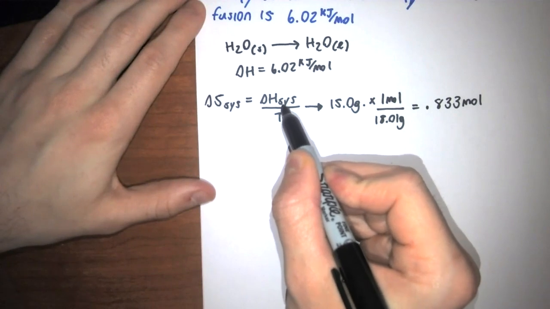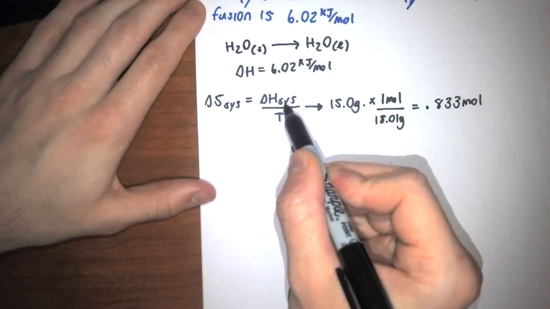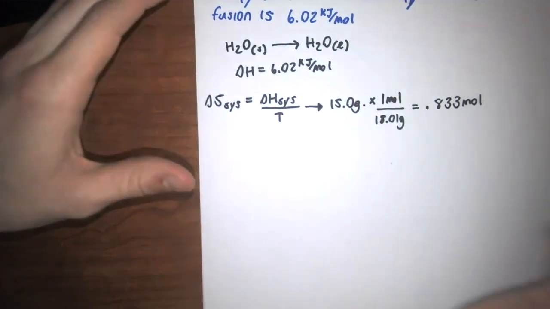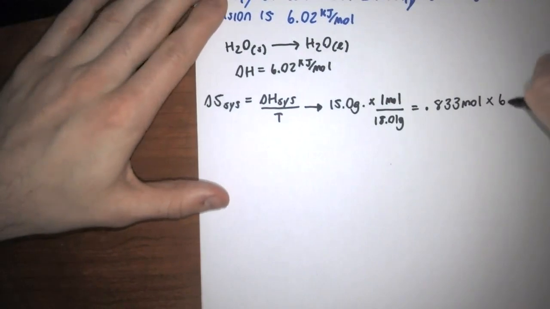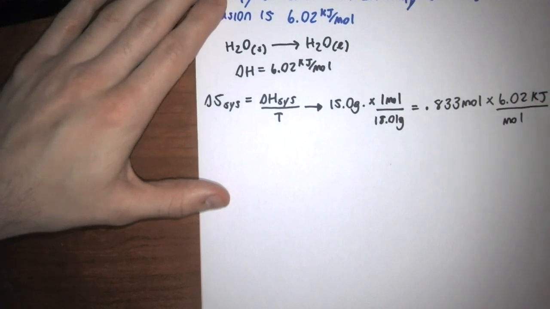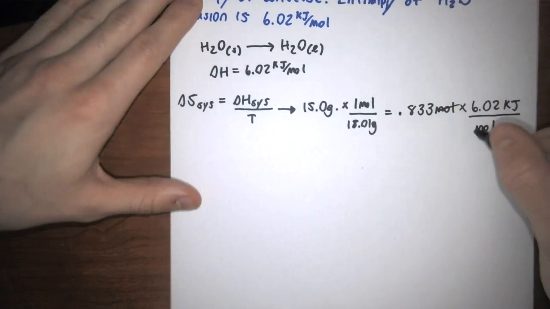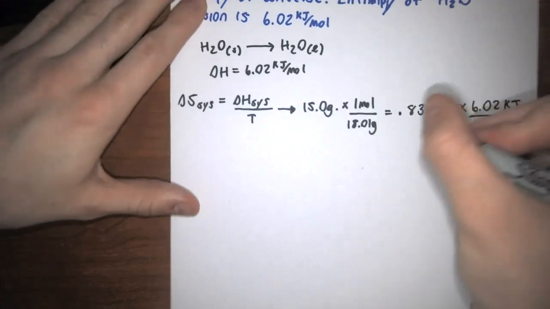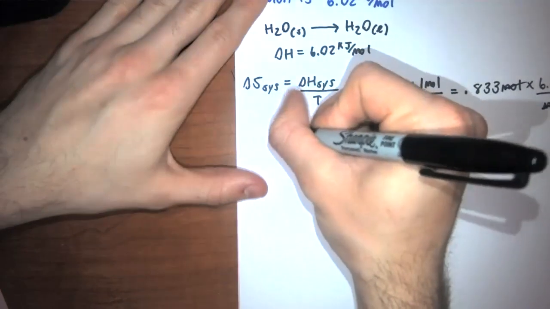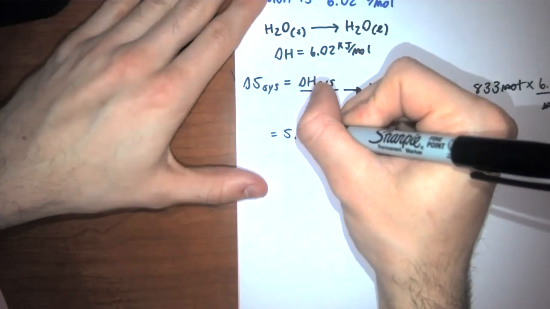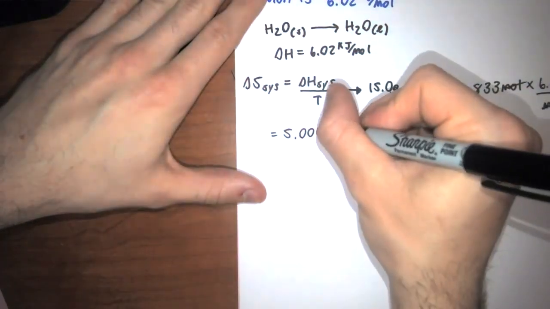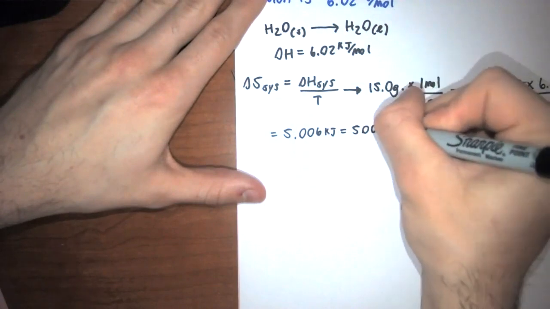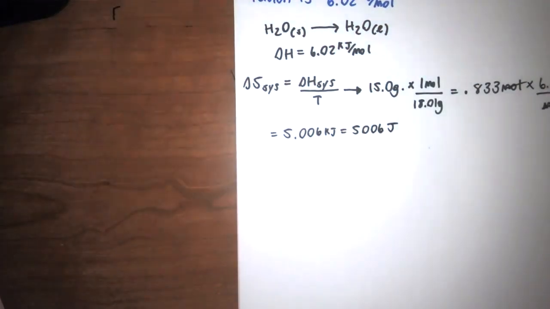Now we have moles and we have kilojoules per mole. A delta H value is looking for an energy value. Delta H is directly related to energy. Energy is in the forms of joules or kilojoules, so that's great. So let's take 0.833 times 6.02 kilojoules per mole. What do we notice just happened? The moles cancel and we have an energy value. So we now have 5.006 kilojoules. I'll write that down. 5.006 kilojoules, which is equal to 5,006 joules.